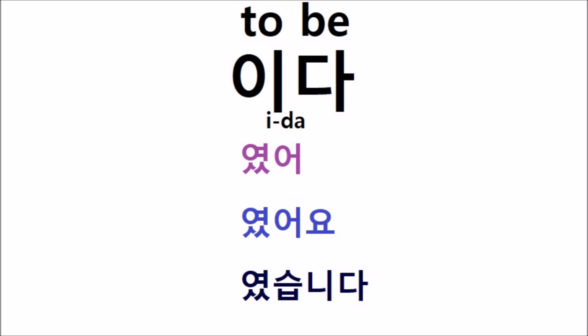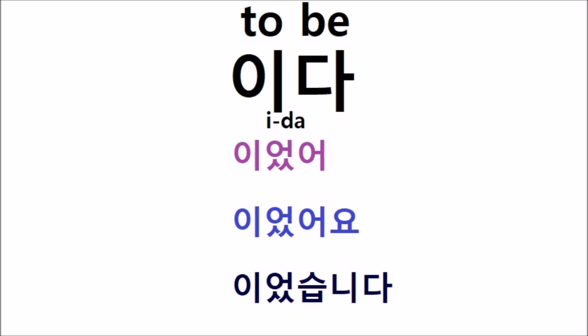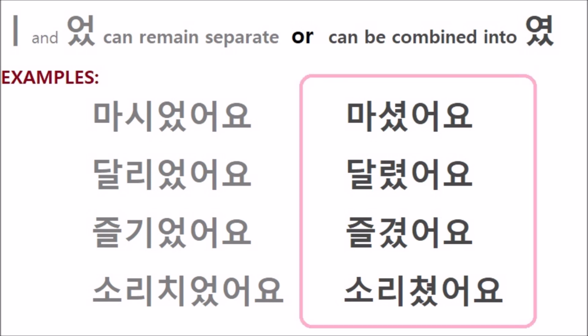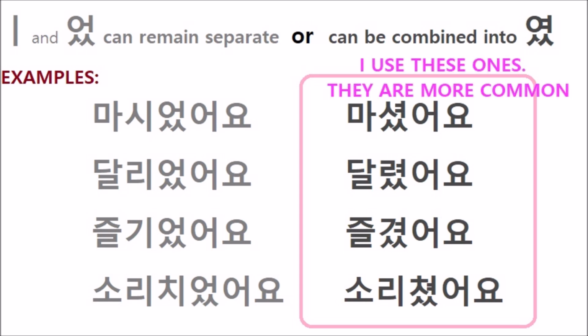One thing about 이다 is that sometimes when you add the ending, you can choose not to combine the vowels and keep it as 이었어, 이었어요, 이었습니다, if you wish. And in fact, all your verb roots that end in 이 can be spelled without the combined vowels. But the combined way is more commonly used. That is what I will always use on this channel.